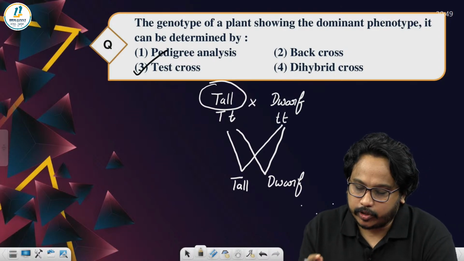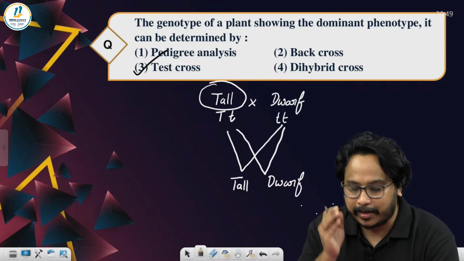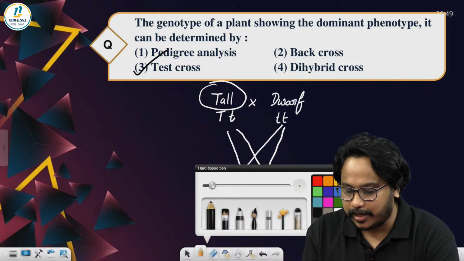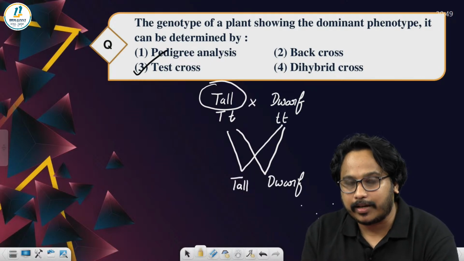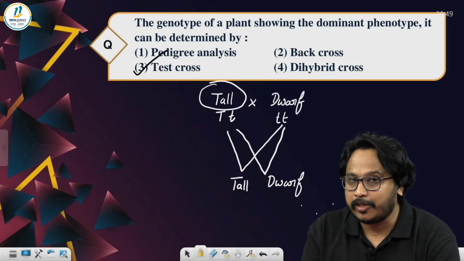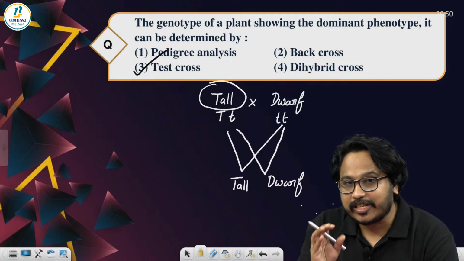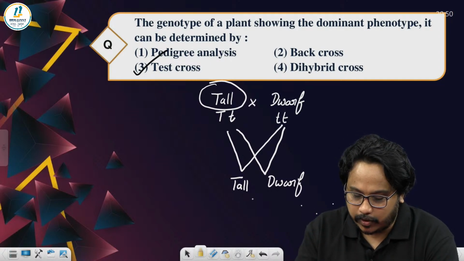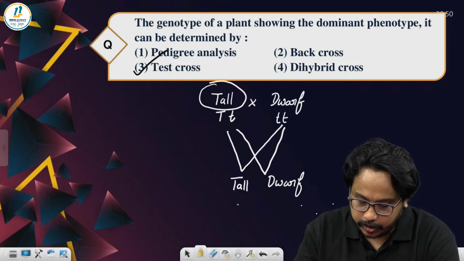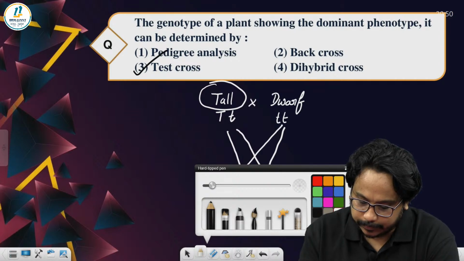The genotype of a plant showing dominant phenotype can be determined by this, because if it is dominant, it can have either homozygous or heterozygous condition. If it is homozygous, you will get only that particular character when you cross it with the recessive parent. But if you are getting 50% dominant and 50% recessive, understand the plant picked by you is heterozygous. This cross is called a test cross, and the ratio of the test cross is 1:1. Hope you got it.